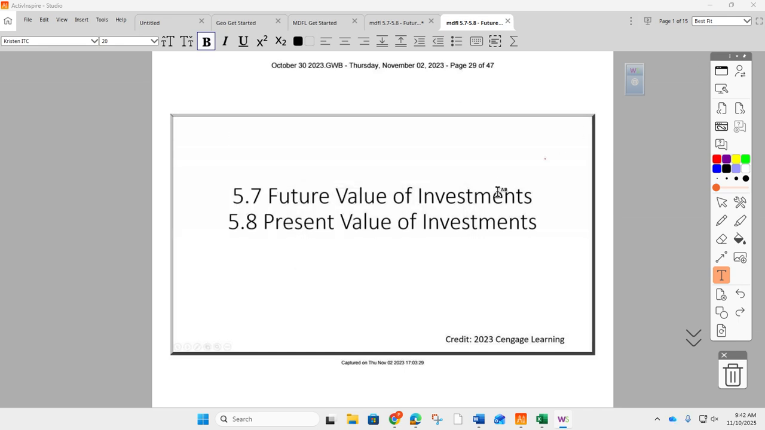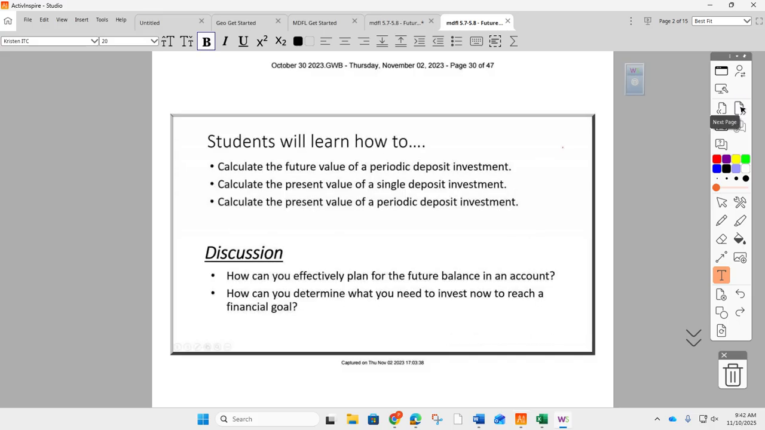Okay, so 5.7 and 5.8 altogether: future value of investments, present value of investments. It doesn't sound like it'd be confusing, but it is a little bit confusing. So you're going to learn how to calculate the future value of a periodic deposit investment. That means you're making deposits, you know how much the deposit is, but you want to know how much it's going to be in the future, right? You're going to also be able to do that if you just make one deposit and want to know how much that's going to be worth in the future.